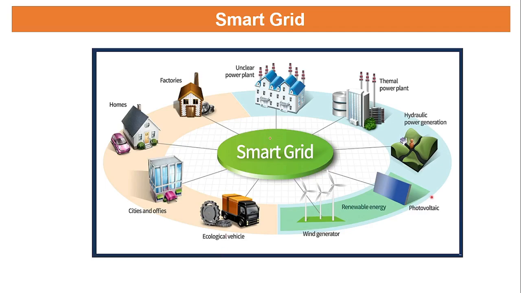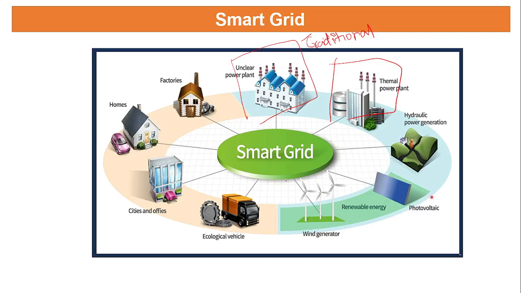In the case of the smart grid, here you can see this is a thermal power plant, that is a nuclear power plant, or some other power plant which uses a fuel to generate electricity. These are called conventional sources of energy. It is a traditional method of generating electricity.